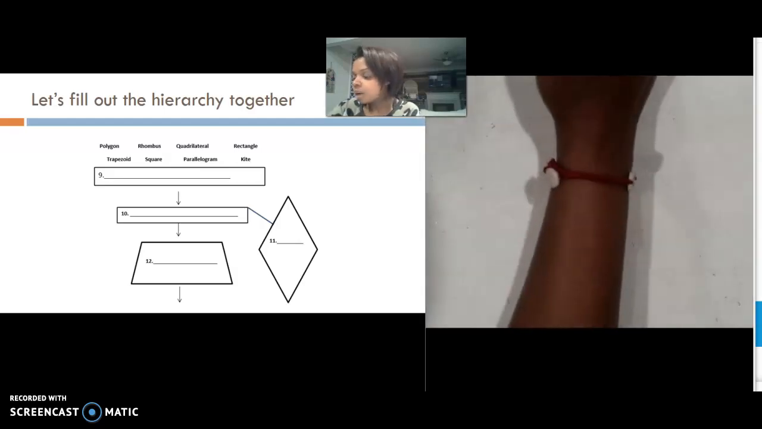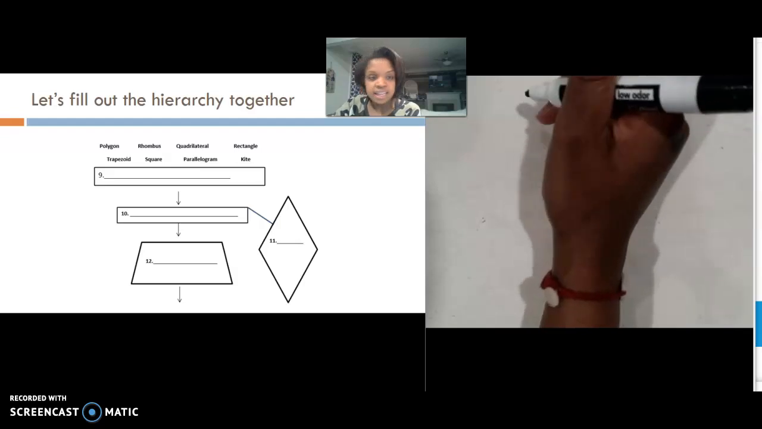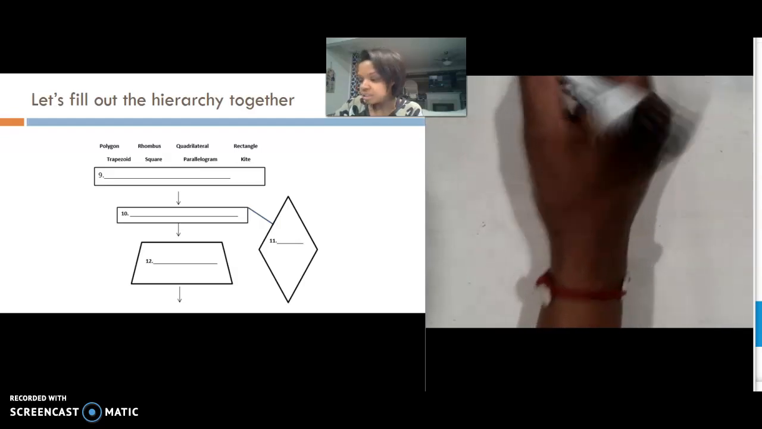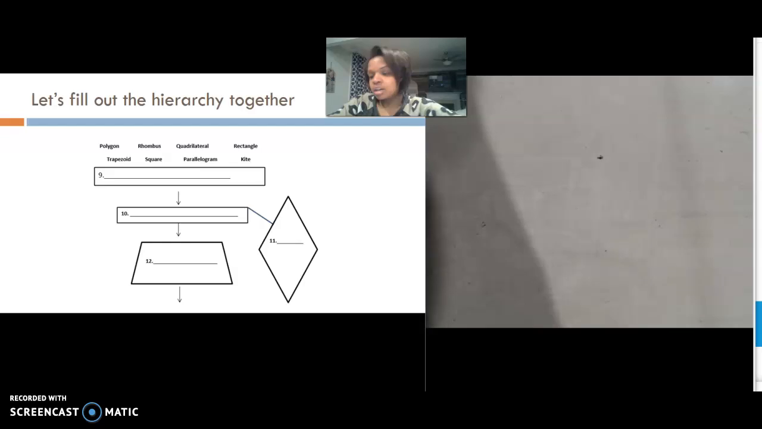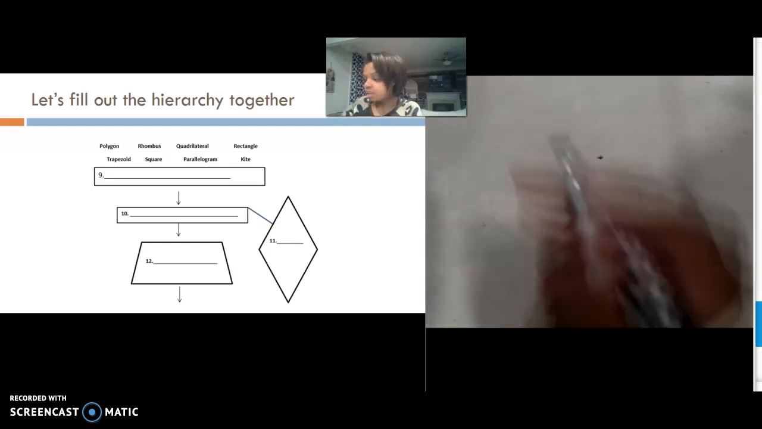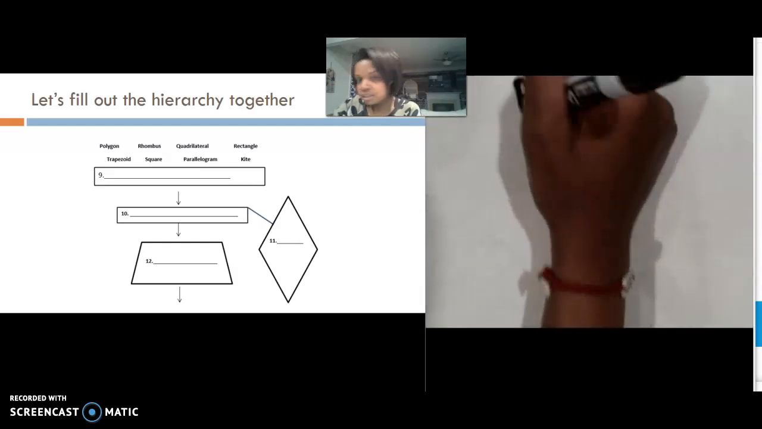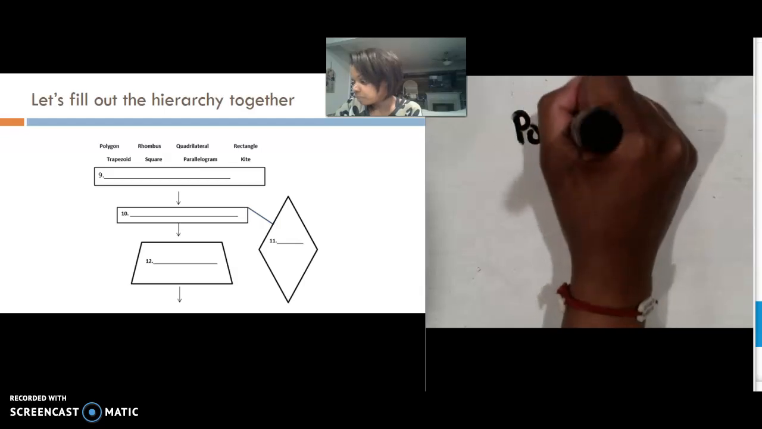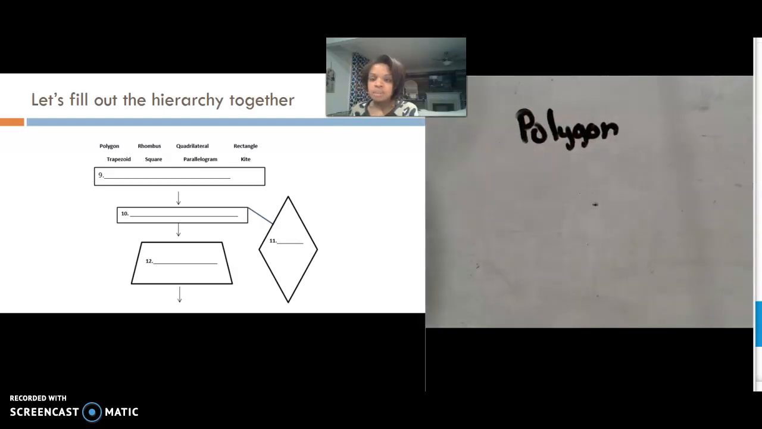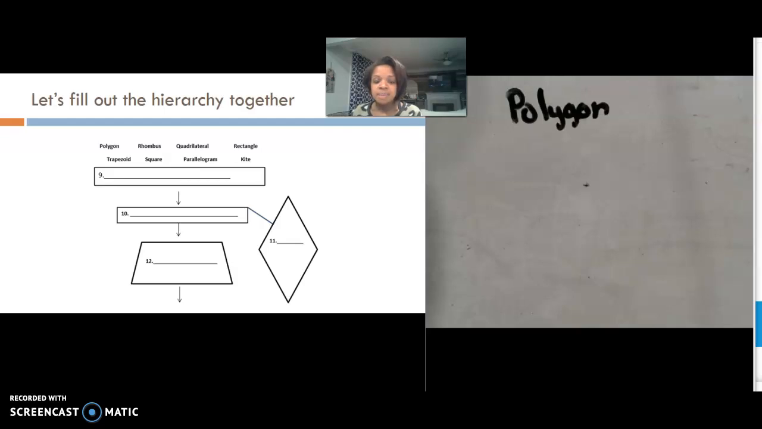So our first part of our hierarchy is polygons. Oh, and my marker's not working. Let me switch markers. There we go. Polygons. Okay, so what is a polygon? A polygon is any shape that is closed and has at least 3 sides and 3 angles.